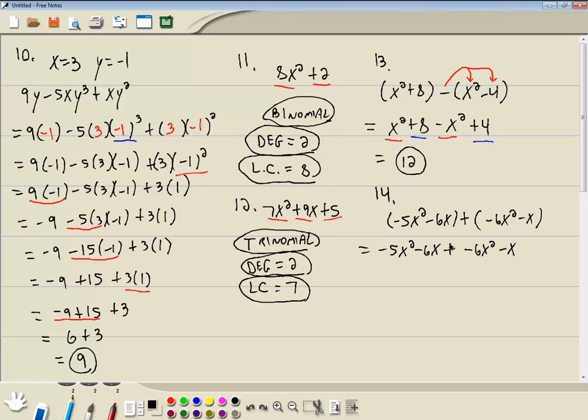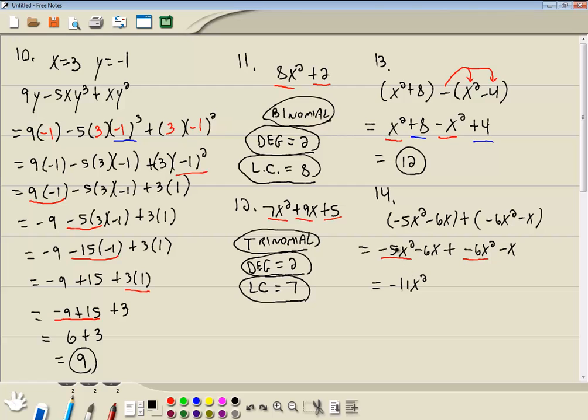And that plus there I can actually get rid of. But when you got a plus between them, the parentheses really aren't doing anything. Well, we want to combine together like terms. Here's an x squared, and here's an x squared. Negative 5, negative 6 gives us negative 11x squared.